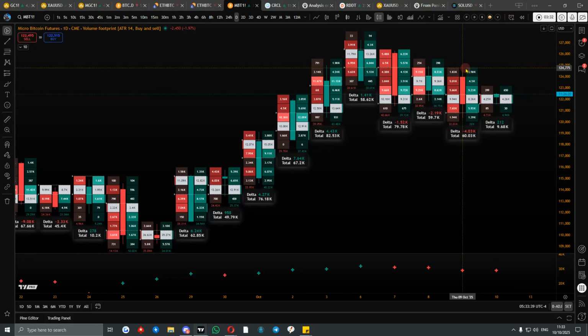So the delta tells us the imbalance. We get an imbalance between the number of contracts bought and the number that was sold, and that inevitably leads us to understand who won that particular battle. Was it longs? Was it shorts, for example?